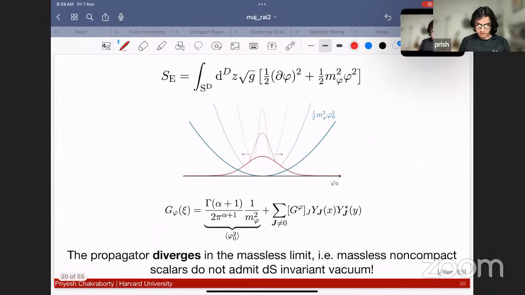Let's move on. So first, let's talk about the non-compact scalar. Let's consider a massive particle phi. As I said, we'll be talking about these particles in the light limit, so in the limit where m phi goes to 0, and try to see if there's some difference. So let's see what happens in the free theory for a light non-compact scalar.